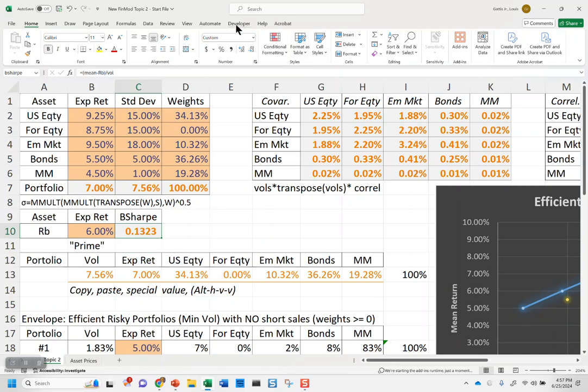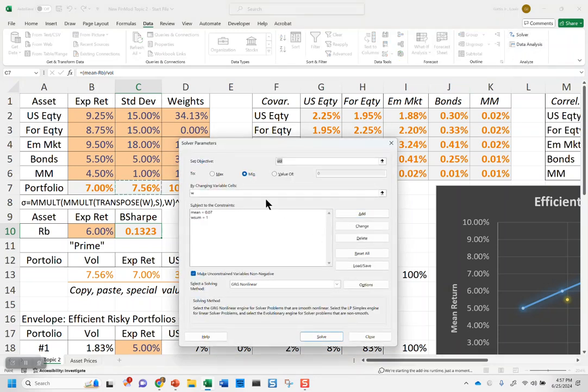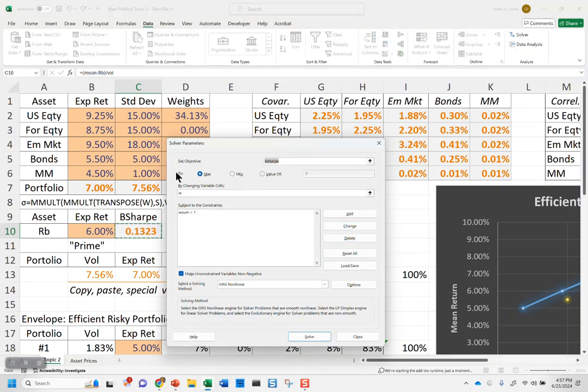So I'm going to go to Data, and I notice also I've given this a name here called B Sharpe. I'm going to go Data, Solver, and I want to click on maximize, and I'm going to put in my B Sharpe, looks like C10, and I want to eliminate the constraint on the mean. So I want to maximize Sharpe, 100% of your money still invested, still no short sales in this example, and hit solve.